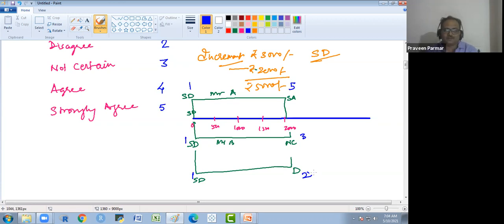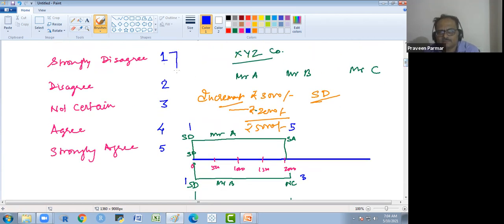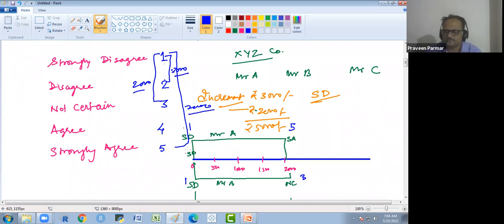So Mr. A with the same amount of 2,000 rupees, for Mr. B this is 2,000, for Mr. C this is 2,000. So there is no fixed interval between the orders. Got it? Any doubt here? No.